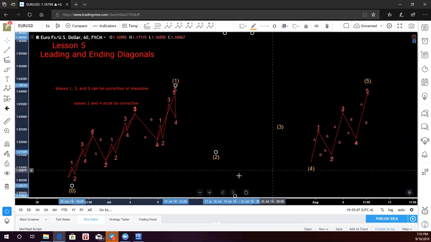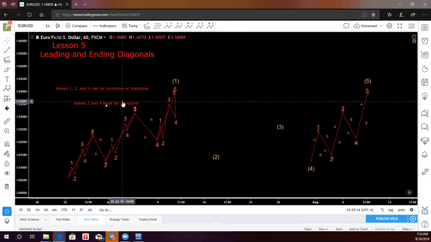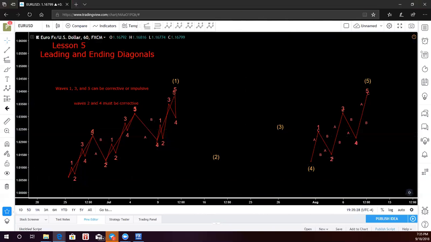Ending diagonal. What is an ending diagonal? An ending diagonal is almost the same thing as a leading diagonal. The main difference is that it's only going to occur in wave 5 of an impulse or wave C of a correction. Leading being the first wave of either an impulse or correction, ending being the last wave of an impulse or a correction.